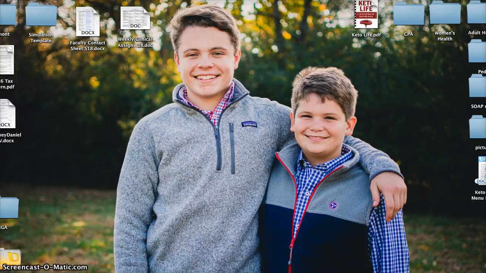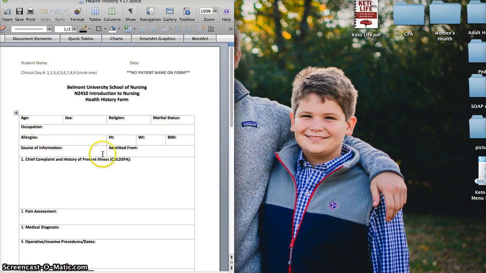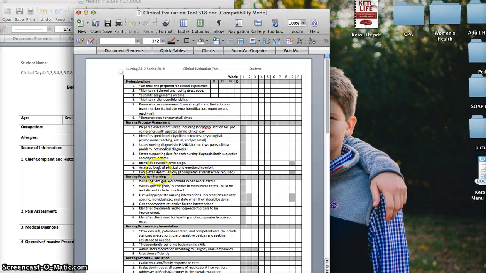When the students, we have talked about health history. We went over this as a group one day. Know that the students have practiced one. They've turned that into you, and you can be giving feedback. You can even use those guidelines. They have the guidelines available to them on Blackboard as well. But starting in the hospital, starting that shadow week, it says on here, completes health history, 3 completed at satisfactory required. So sometime from shadow week to the last day of clinical in the hospital, they need to have 3 satisfactory ones.